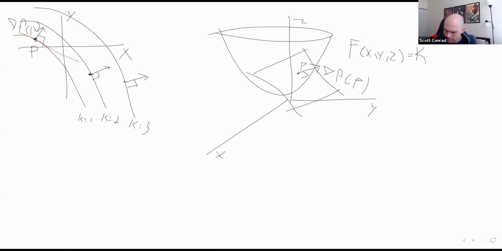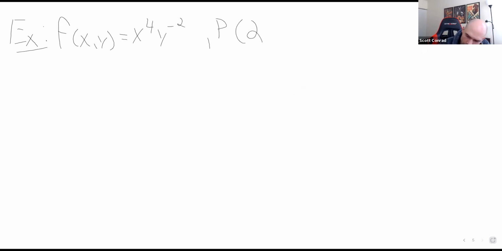But let me do one example for maximum rate of increase real quick. So suppose our function is f of x, y equals x to the 4 times y to the negative 2, and our point P is the point (2, 1).